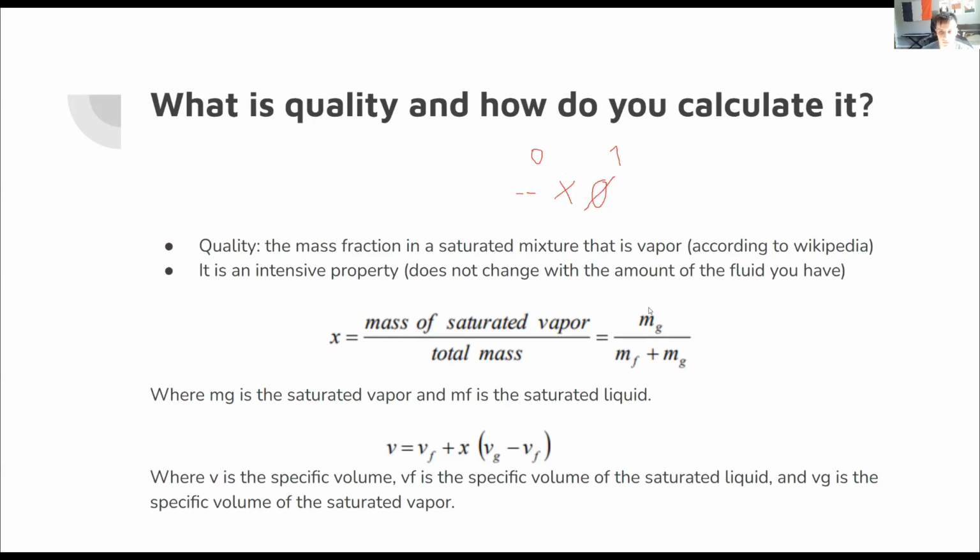And this is how you calculate it. Normally, it's just the mass of the saturated vapor divided by the total mass. So the total mass will just be the mass of the saturated vapor plus the mass of the saturated liquid. And you can apply it to this equation where, here they show it in the specific volume, but you can replace specific volume by any specific property, really. So you can use specific enthalpy, specific entropy, et cetera. I guess we'll go over subscripts later.